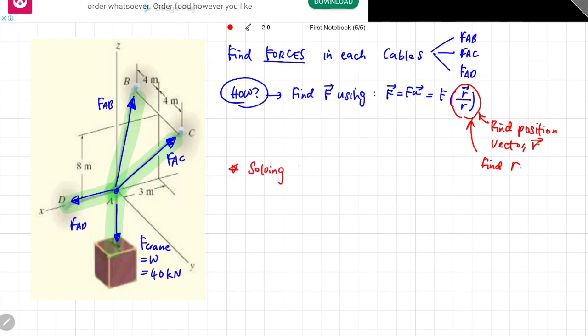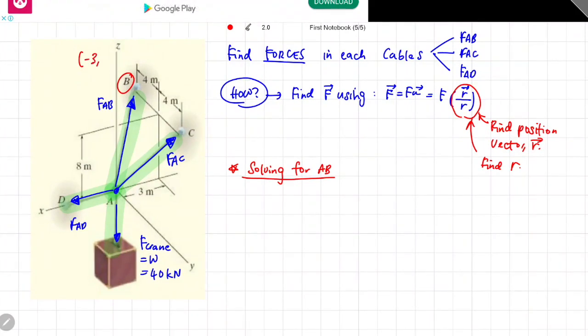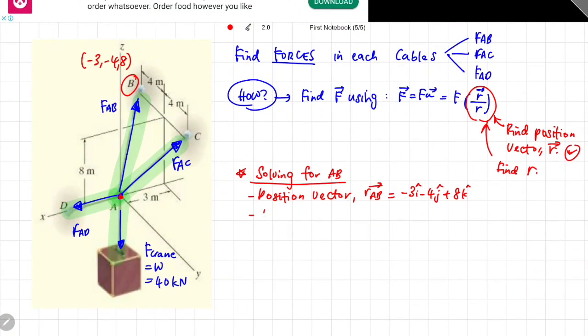Okay, let us first solve for cable AB dulu. So first step, cari coordinate of point B. So kalau kita tengok at this 3D system, the coordinate of point B would be -3 because it is at the negative direction along the x-axis, and then -4 along the y-axis, and +8 along the z-axis. So if we rewrite this coordinate in a Cartesian vector form, then the vector RB would be equivalent to -3i minus 4j plus 8k.